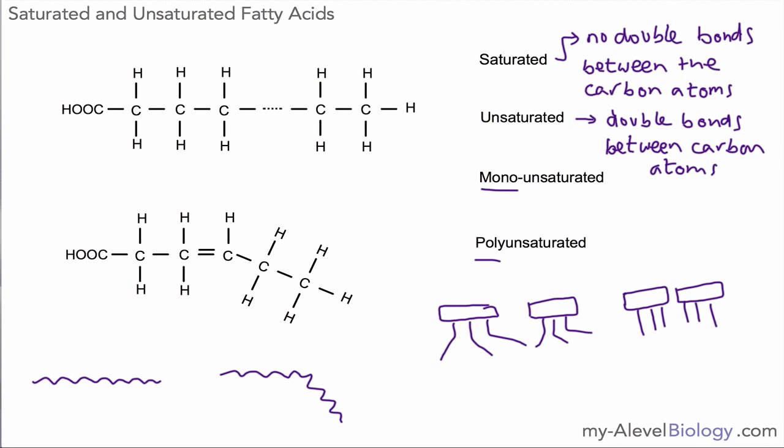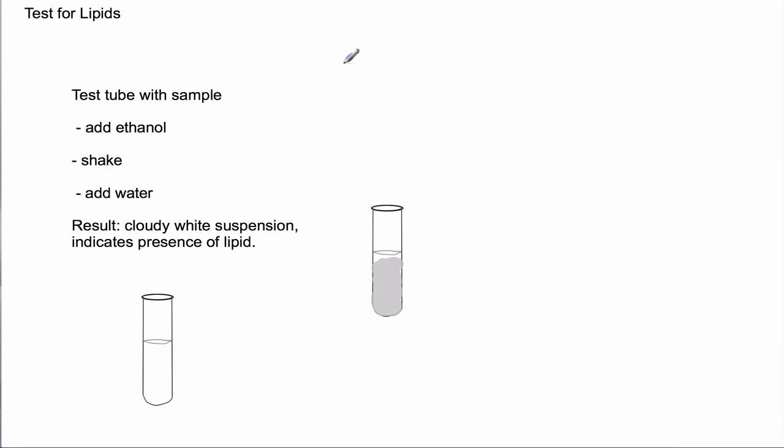The last thing I want to do very quickly is quite simple. You don't need to spend a lot of time on this. That's the test for lipids. How do we test if a substance contains lipid or not? Well, we take a test tube with our sample, could be this over here. We add some ethanol, we shake very vigorously, we add some water, and if we get a result that shows a cloudy white suspension, so that might be like this, that indicates the presence of a lipid.